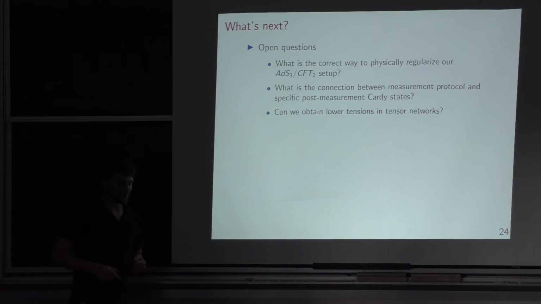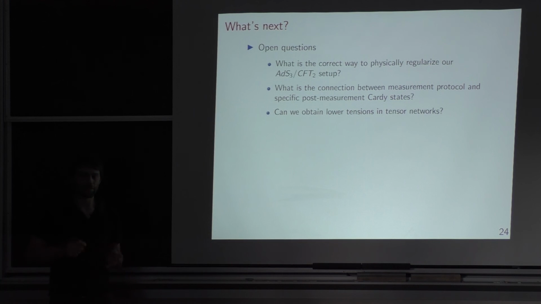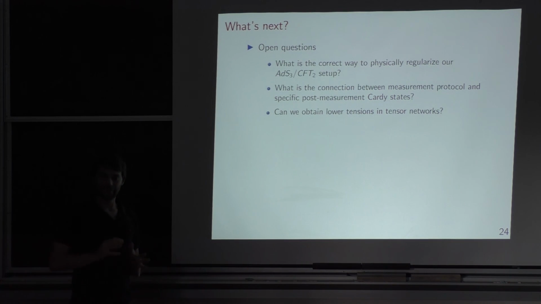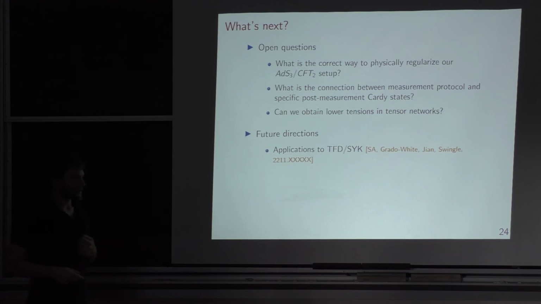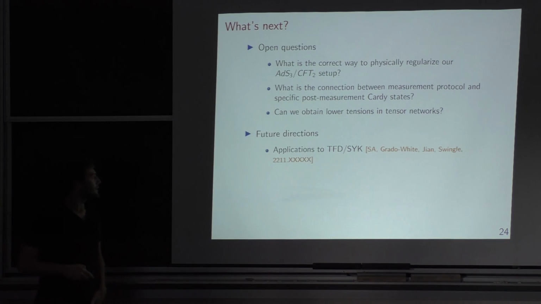And another interesting question is the one that I mentioned about how lower brane tensions can be obtained in tensor networks. Essentially, can you project, using a local projective measurement on the boundary, onto a product state of both the boundary and the bulk degrees of freedom, which is something a little bit tricky to do. Some future directions are applications of these to thermofield double states and SYK, and this is something we've been working on.